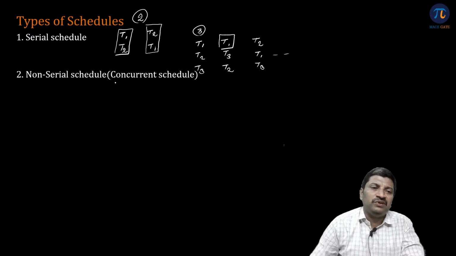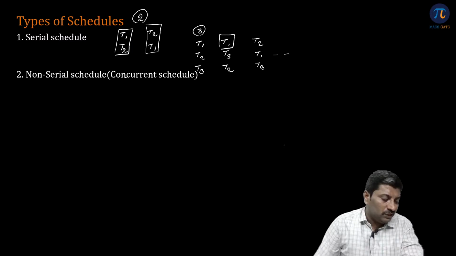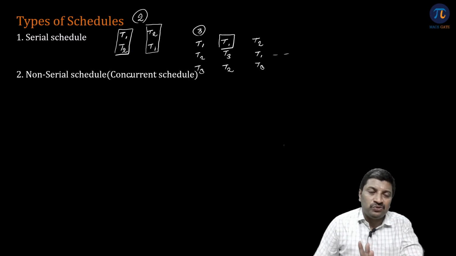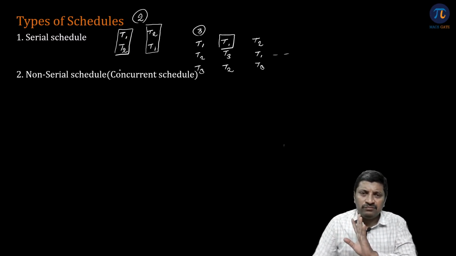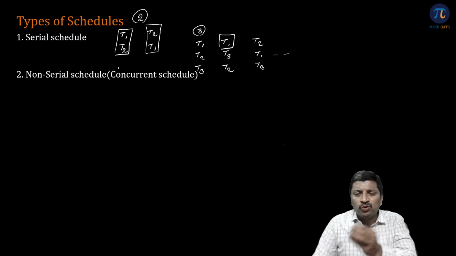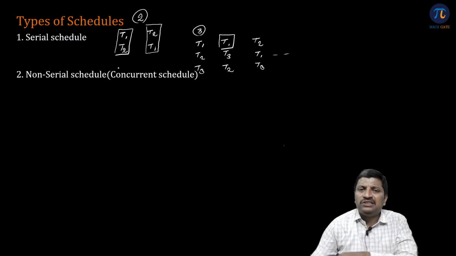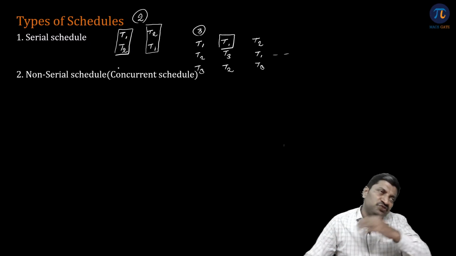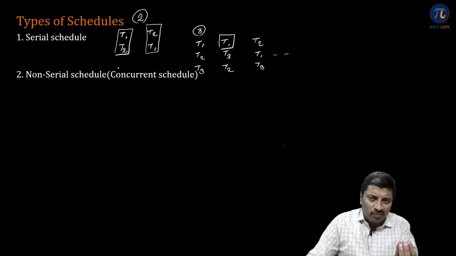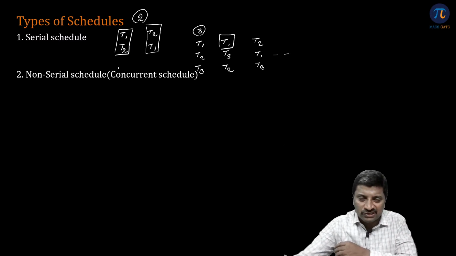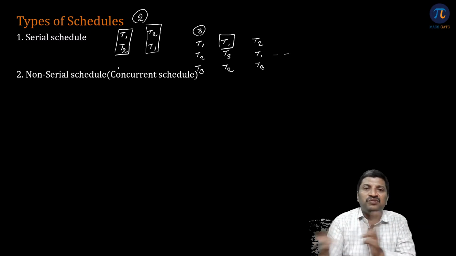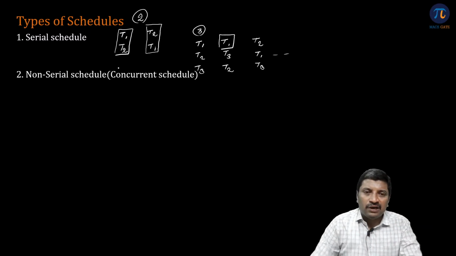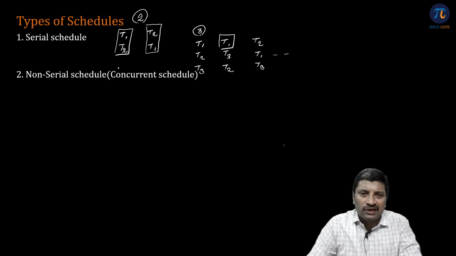Instead of that, we can have non-serial schedules, that is, concurrent schedules. As I explained, before I complete a transaction, I can start another one. Suppose I completed 2 operations of the first transaction, then I will start the second one. Then I will switch to the first one and do 2 more operations. Again, I will switch to the second transaction and do some operations. Like that, I will switch between the transactions. That is a non-serial schedule or concurrent schedule.